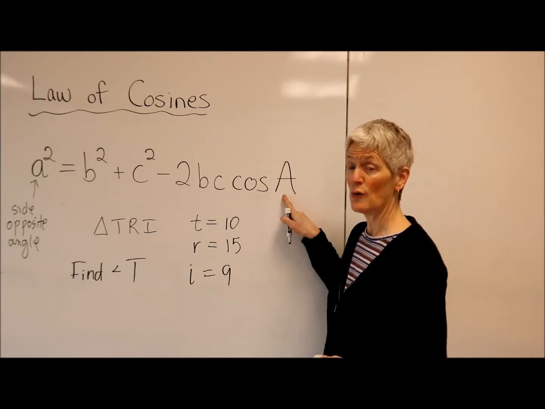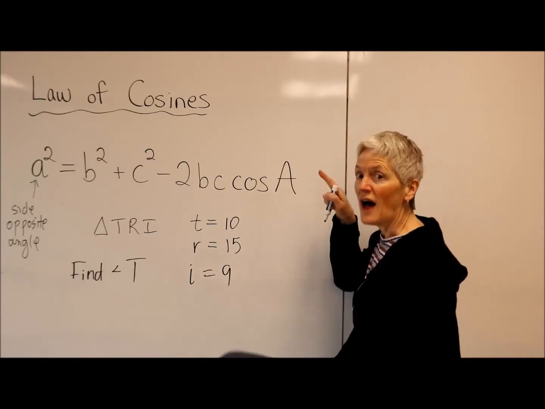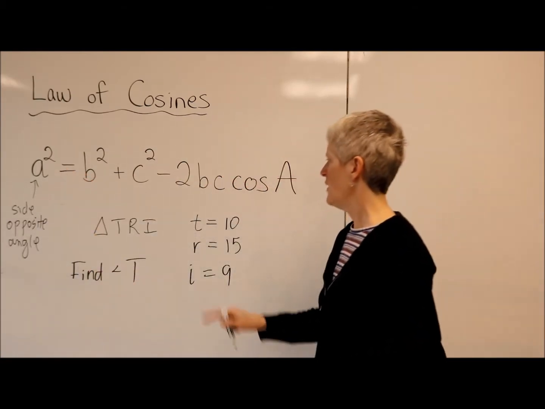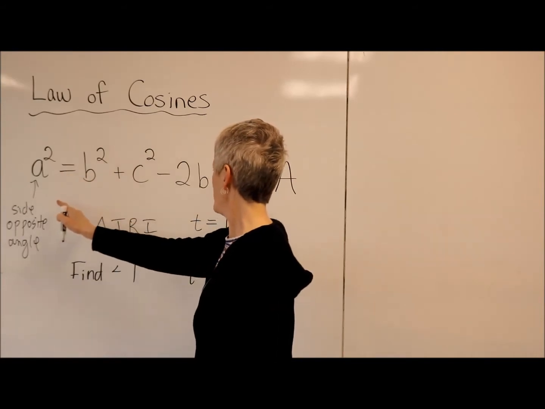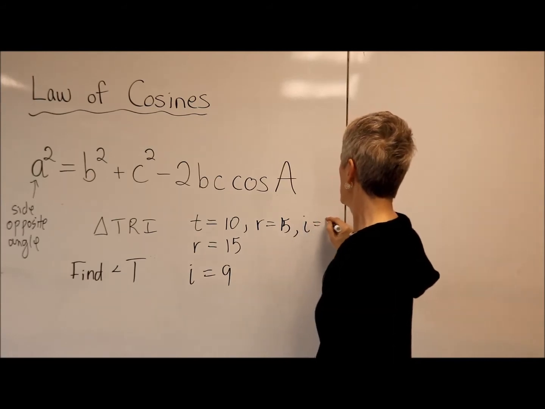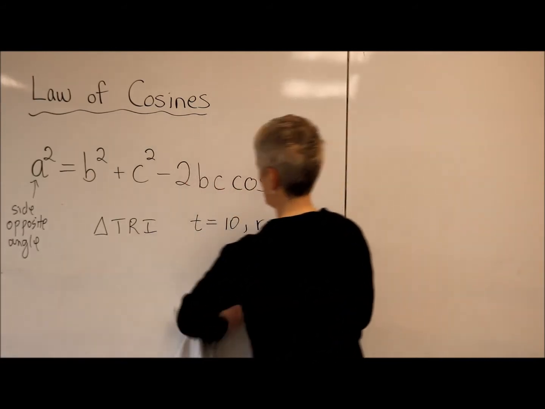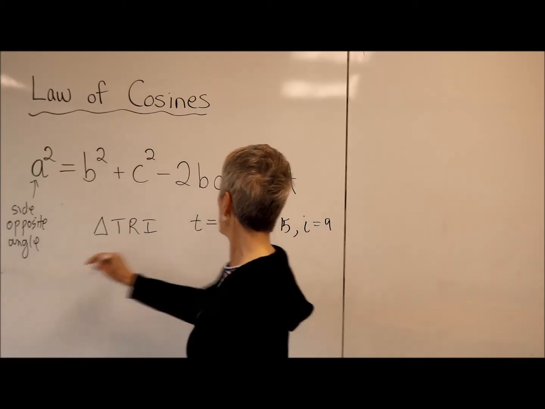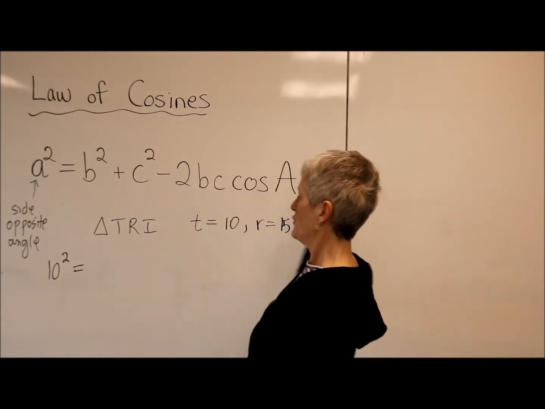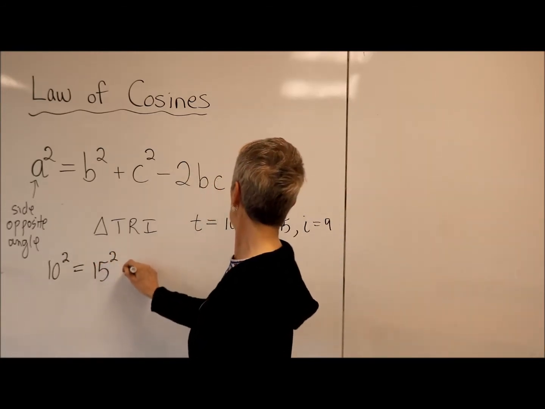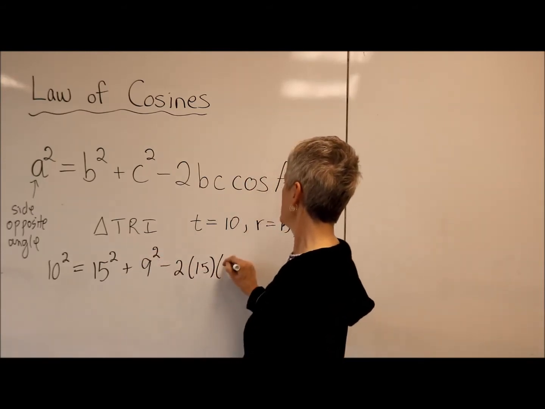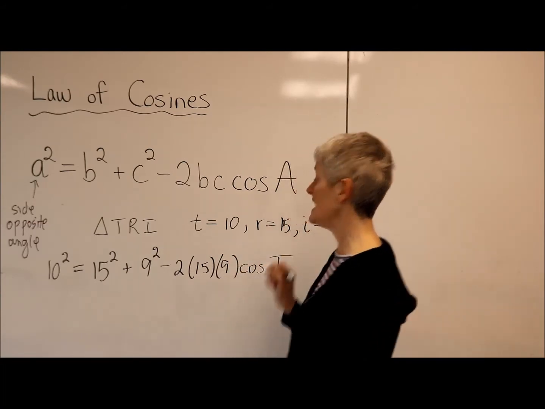So angle T is going to go over here, which means side T has to go over here. All right, so here I go. I have not enough room. You know what? I'm going to write these like this. And I'm finding angle T. Okay. So side T has to go over here. So side T is 10. So I have 10 squared equals, I don't care which of the other sides, 15 squared plus 9 squared minus 2 times 15 times 9 times the cosine of T.